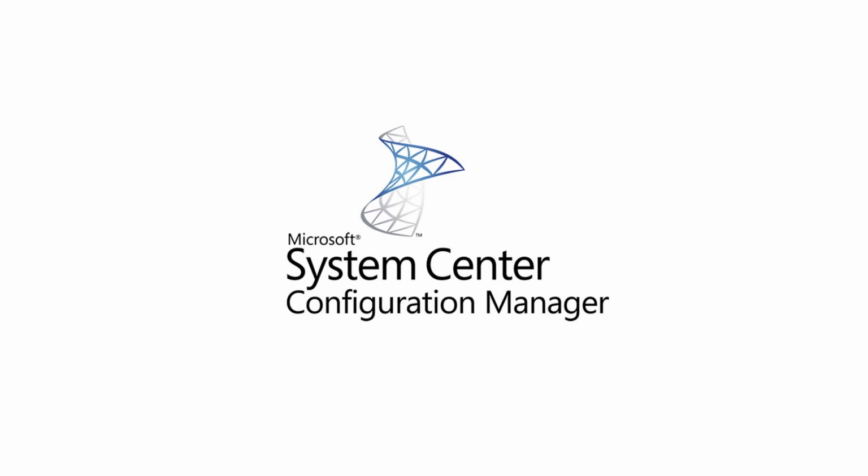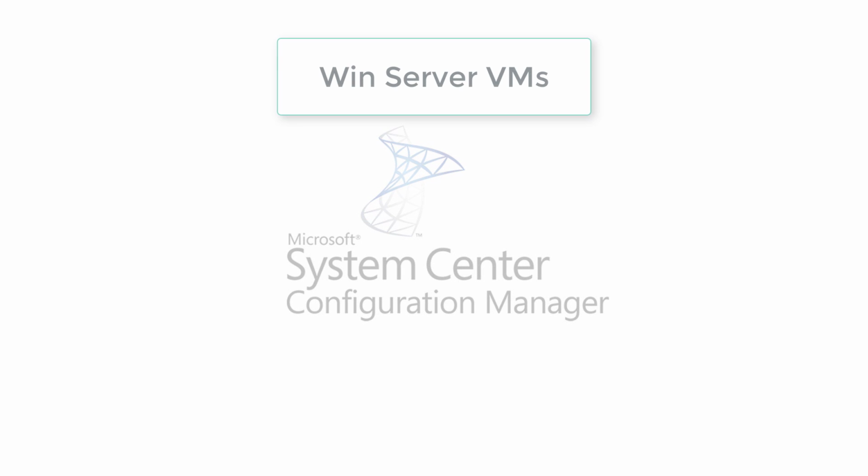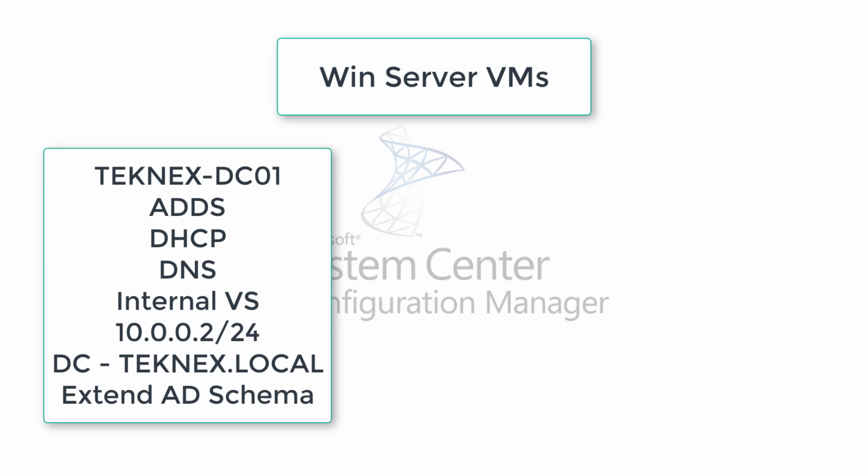So the first Windows Server 2016 virtual machine, I will call it TEKNEX-DC01. It will have the following roles and features installed. Active Directory Domain Services so that we can raise it to a domain controller, DHCP server to give out IP addresses, and DNS server so it can resolve IP addresses to host names or any other name internally. We will use an internal virtual switch for internal communication, to make a network. The IP address range is going to be 10.0.0.0/24, and this server will get 10.0.0.2.